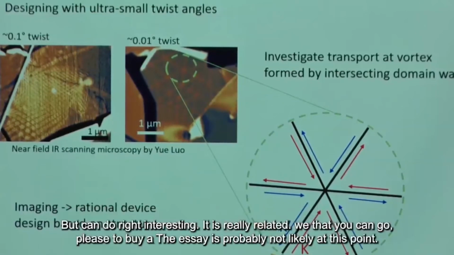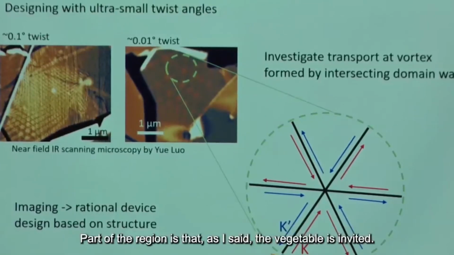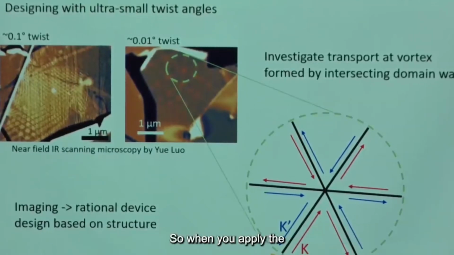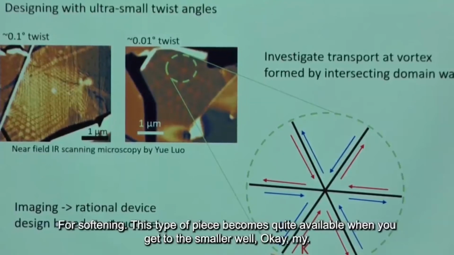Is this really related to magic angle twisted bilayer? The answer is probably not, at this point. Part of the reason is, as I said, the magic angle is right at the verge where this relaxation becomes important. When we apply the electric field, this type of strong effect, gapping out the AB and BA domains, does not seem to develop here. But certainly, this type of physics becomes quite relevant when you get to a smaller twist angle, such that relaxation becomes quite important.